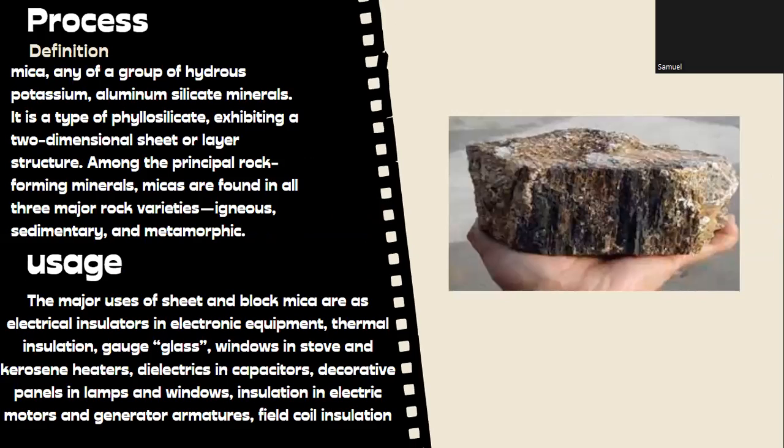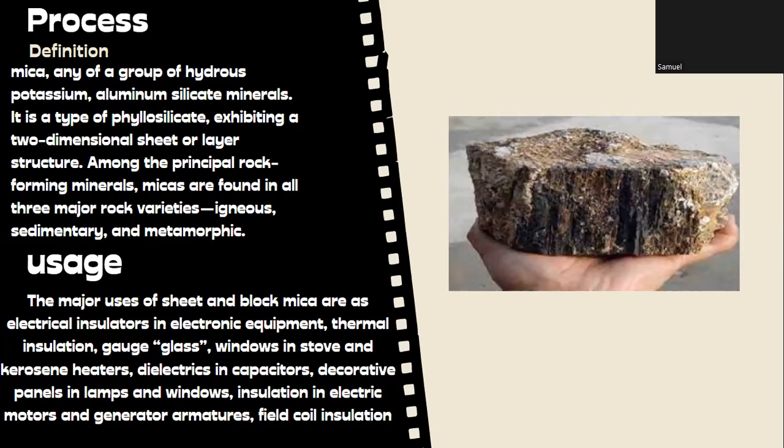The next is mica, any of a group of hydrous potassium aluminum silicate minerals. It is a type of phyllosilicate exhibiting a two-dimensional sheet or layer structure. Among the principal rock-forming minerals, micas are found in all 3 major rock varieties: igneous, sedimentary, and metamorphic.